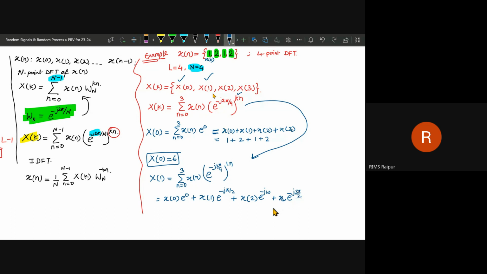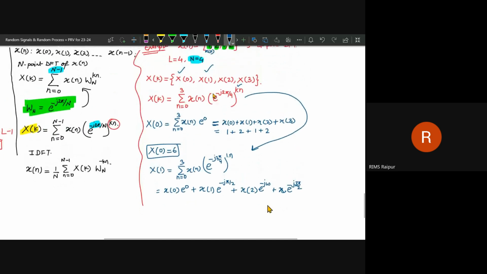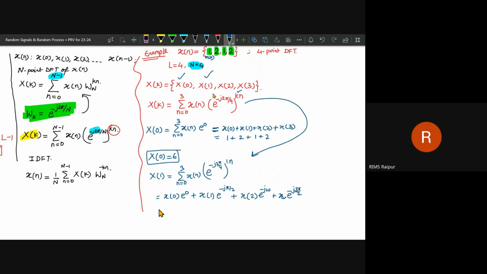Okay, so the expression will look like this. Now when we put the values here, the value of x of 0 is 1, the value of e of 0 is also 1, so the first term will be 1. Now in the second term, it is x of 1. The value of x of 1 is 2, sorry. So here we will have 2.